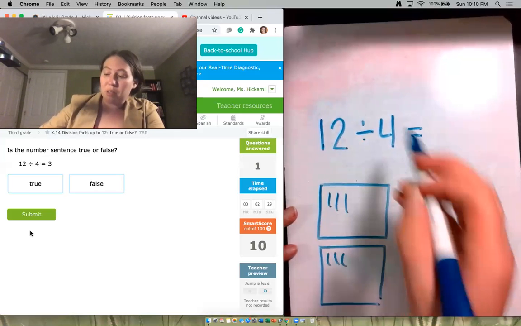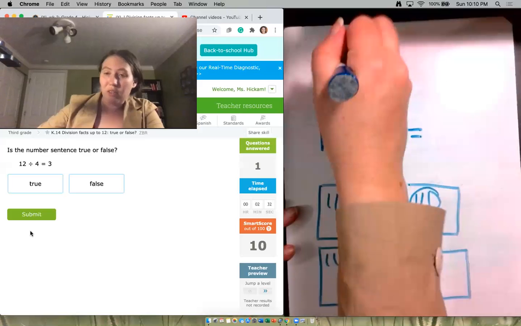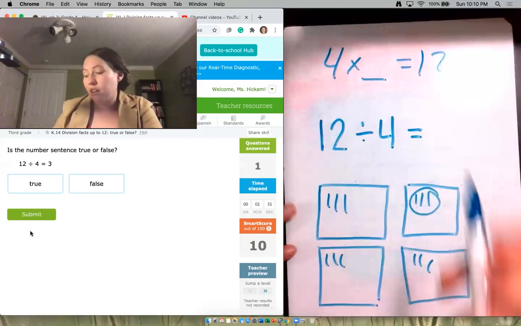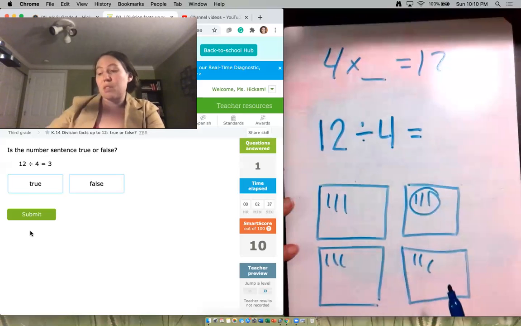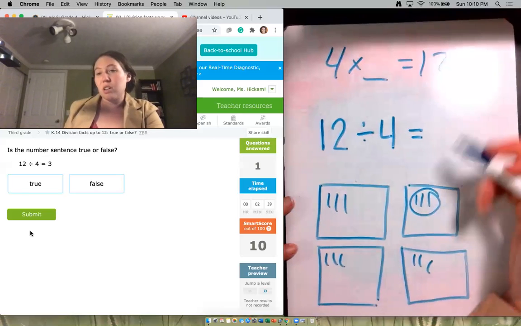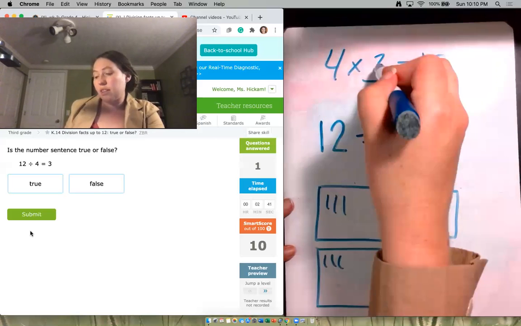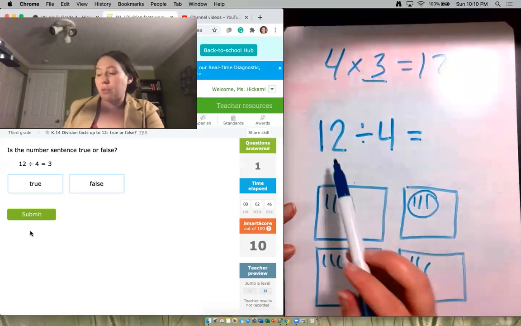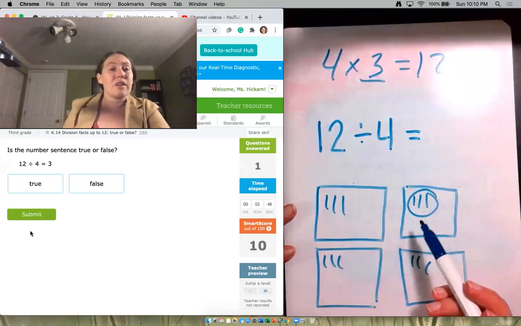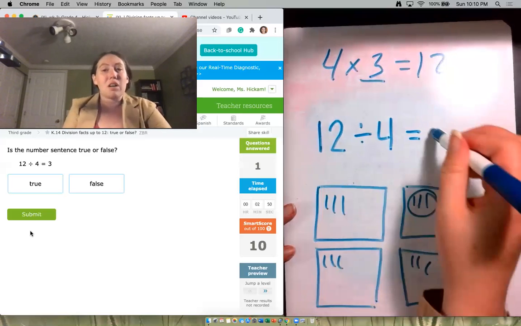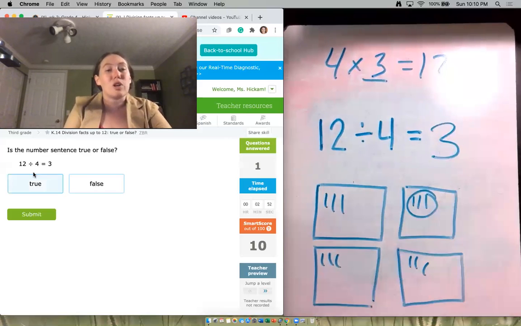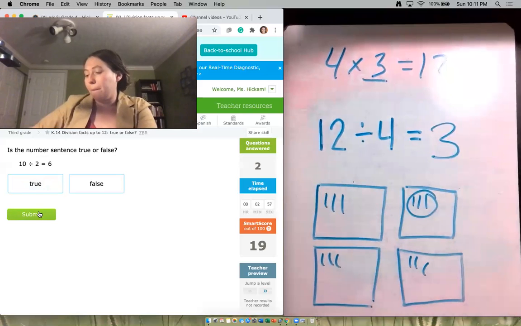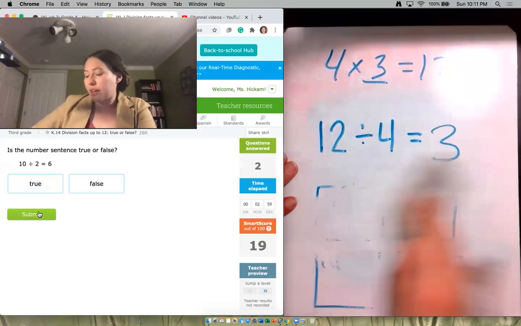4 times what equals 12 is another way to think of this. And we know that 4 times 3 equals 12. We also know that if you divide 12 into 4 groups, each group will have 3. 3 is my answer. What do they give me on here? 3. So it's true. Do a couple more like this.